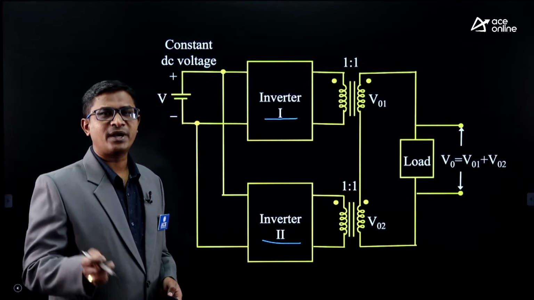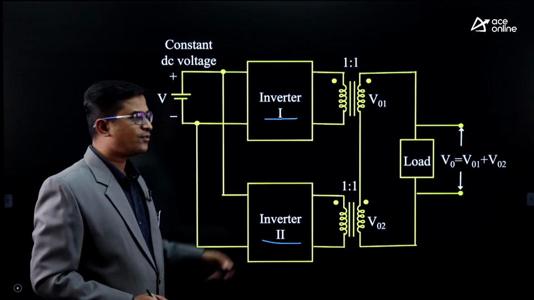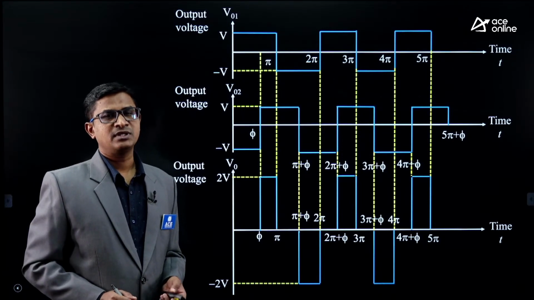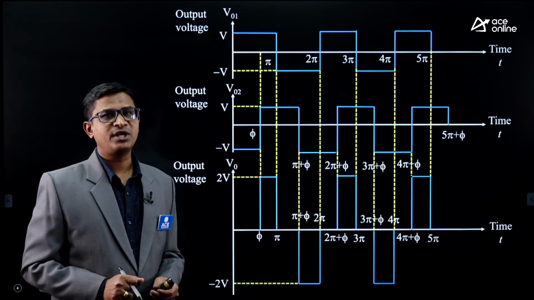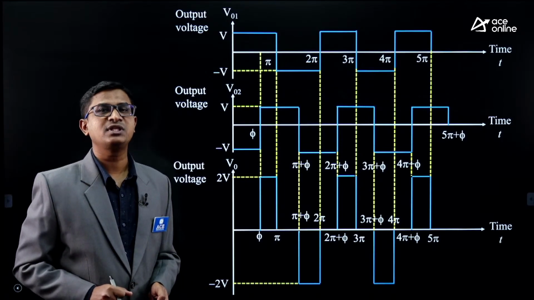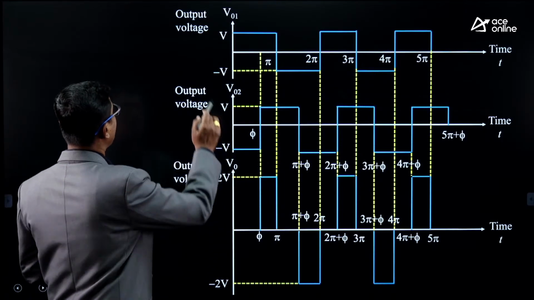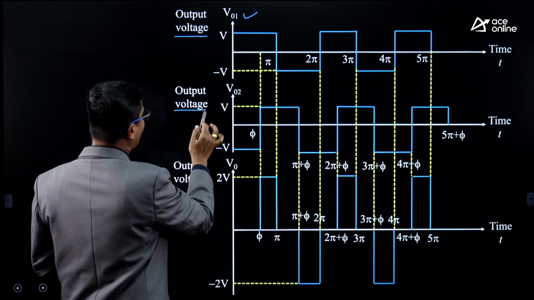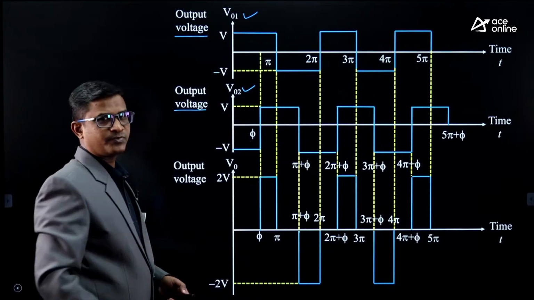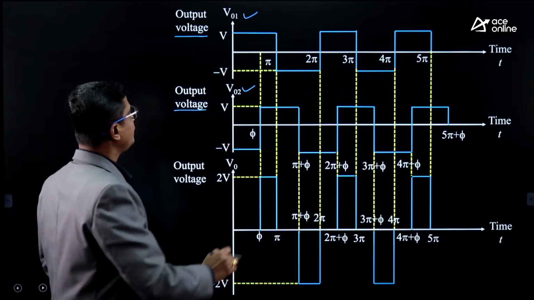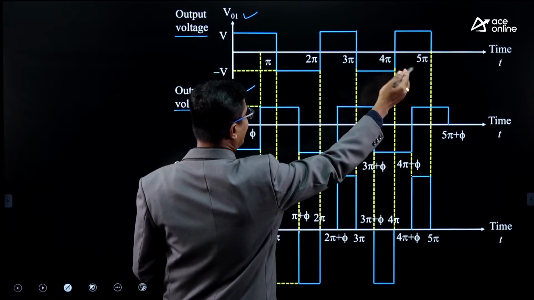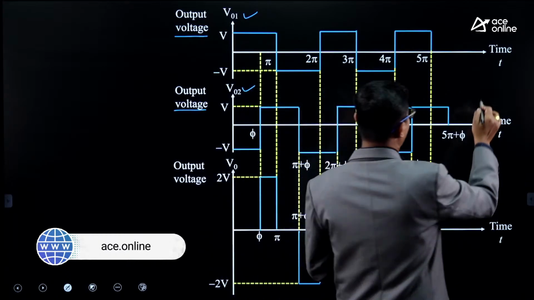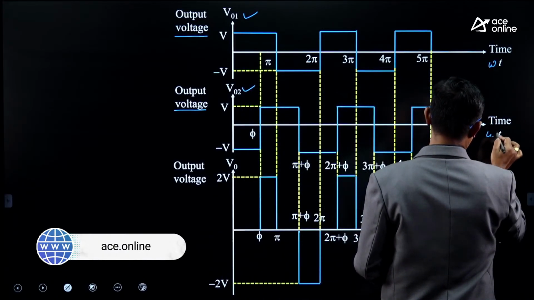Now we are going to operate the switches of both the inverters in such a way that we will be getting some phase displacement between the output voltages of both the inverters. So here I have shown output voltage of first inverter, that is V01. This is the output voltage of the second inverter, that is V02. Here, the angle is omega t.